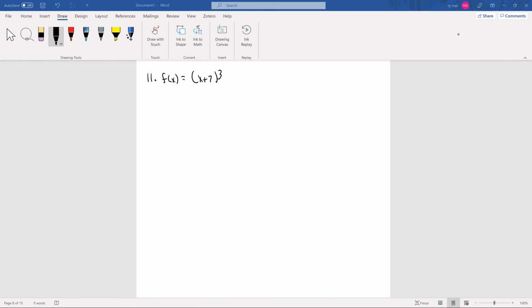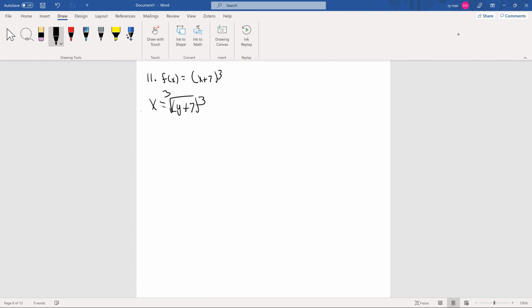All right, number 11, it goes through the same thing. It's asking for the inverse of (x + 7) cubed. It also tells us once again that it's 1 to 1. So I'm just going to go through this one a little bit quicker. It is basically the same thing, except instead of a cube root, it is now cubed. So my x equals (y + 7) cubed.